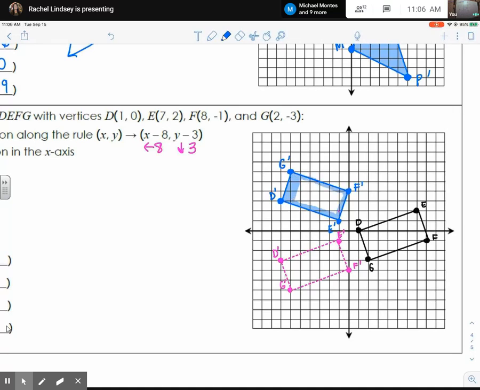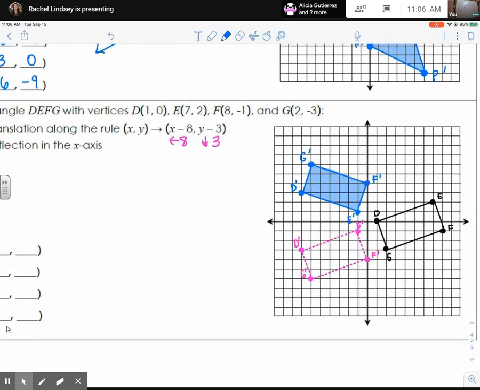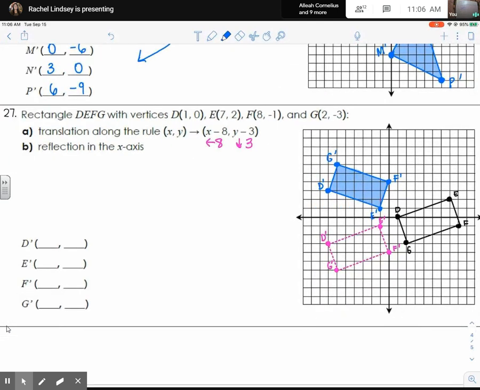Again, do it whichever way makes the most sense to you. Then I'm gonna fill in my new coordinates, the D, E, F, and G prime.